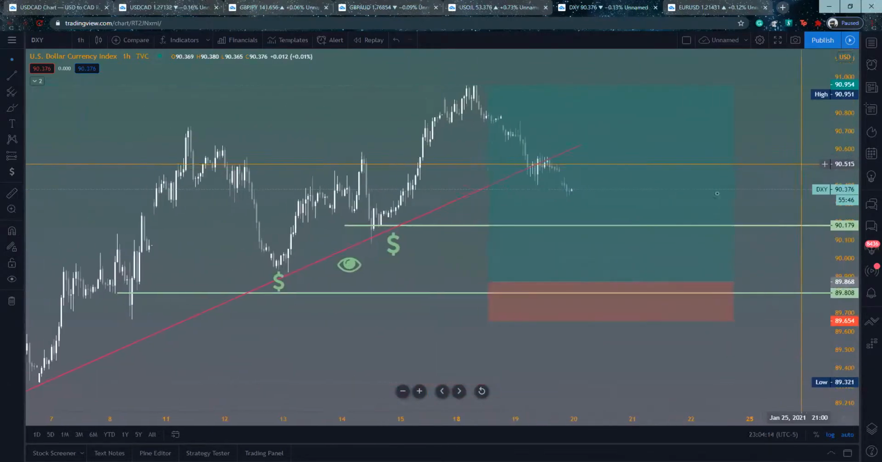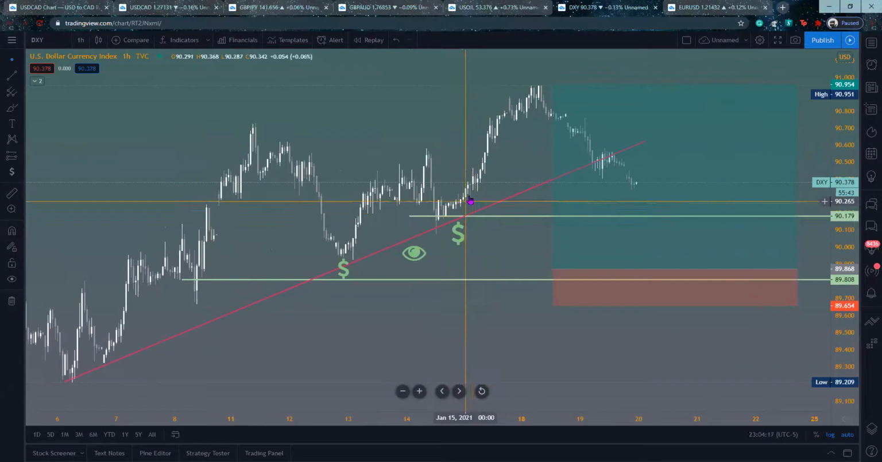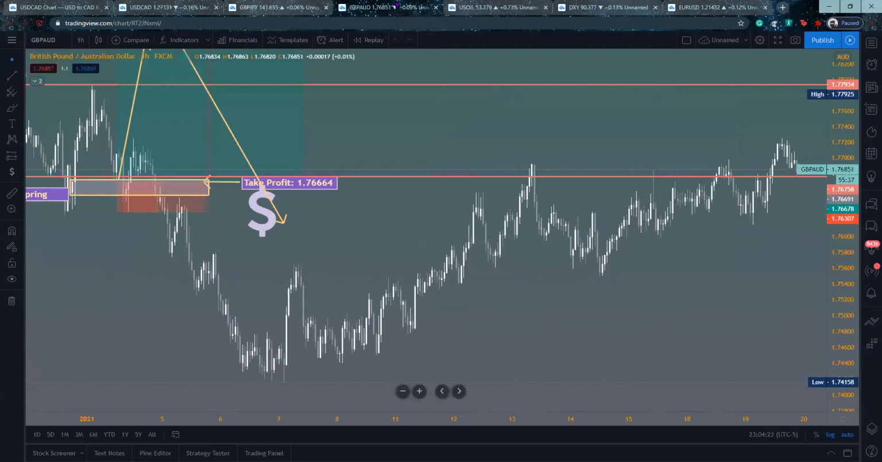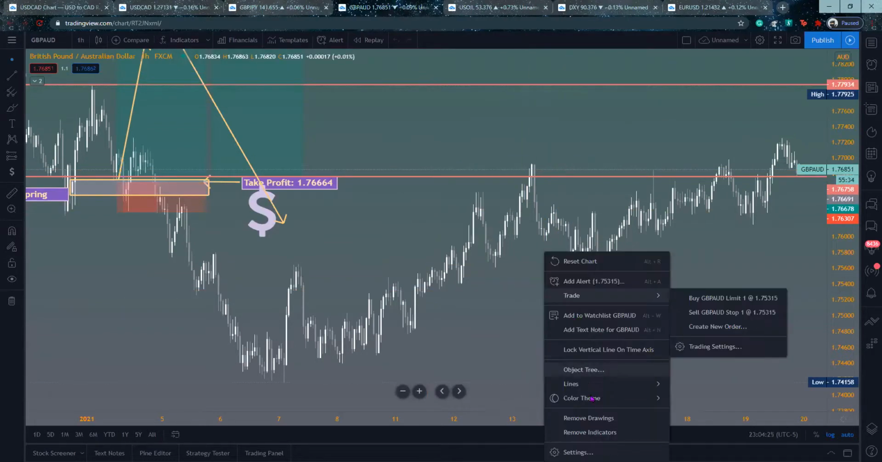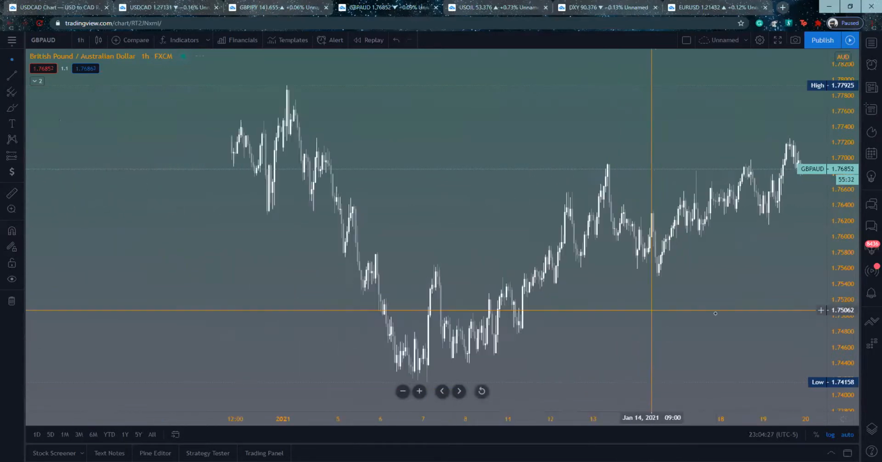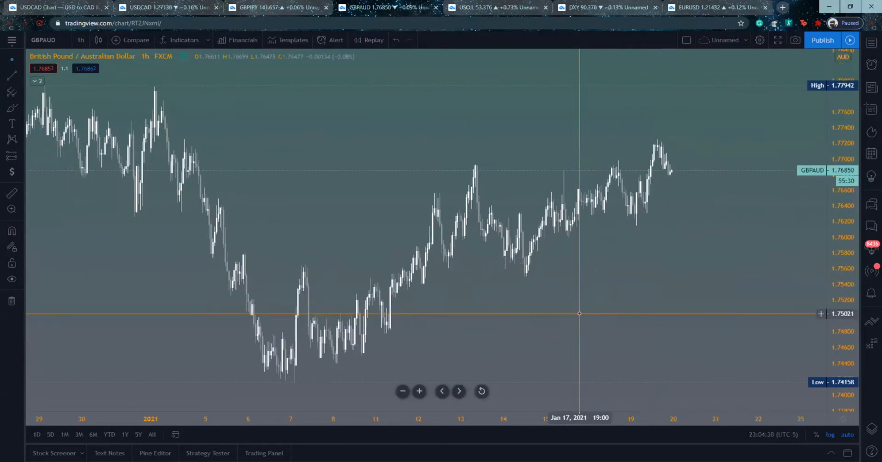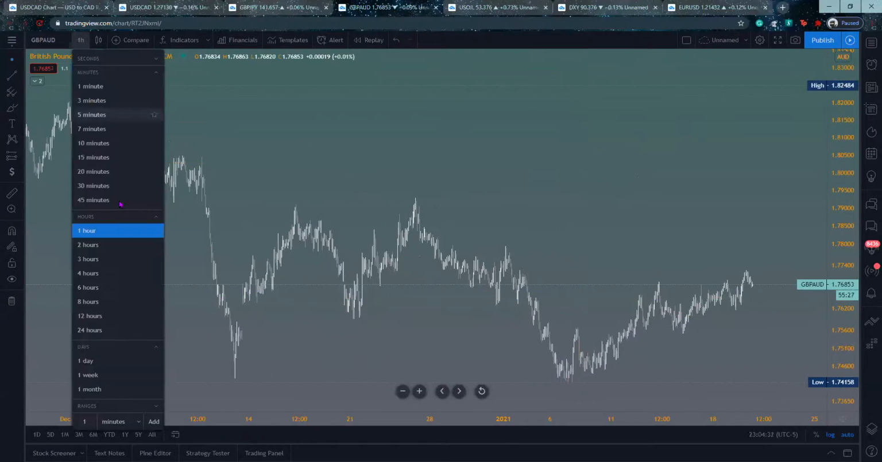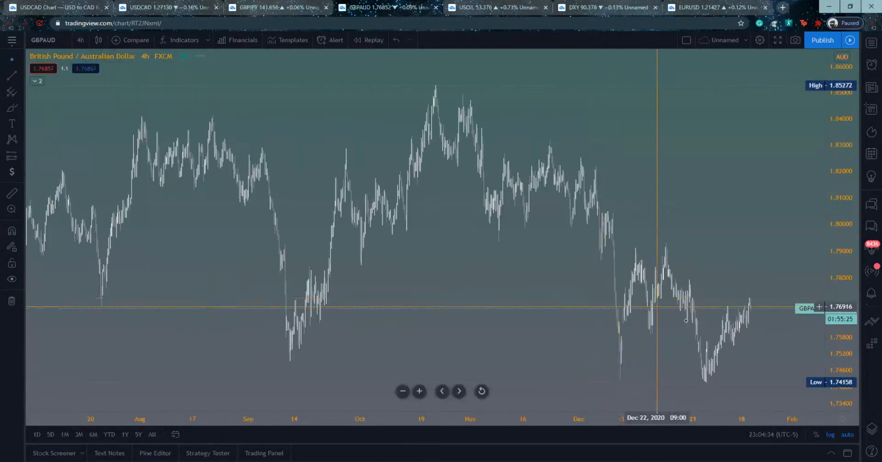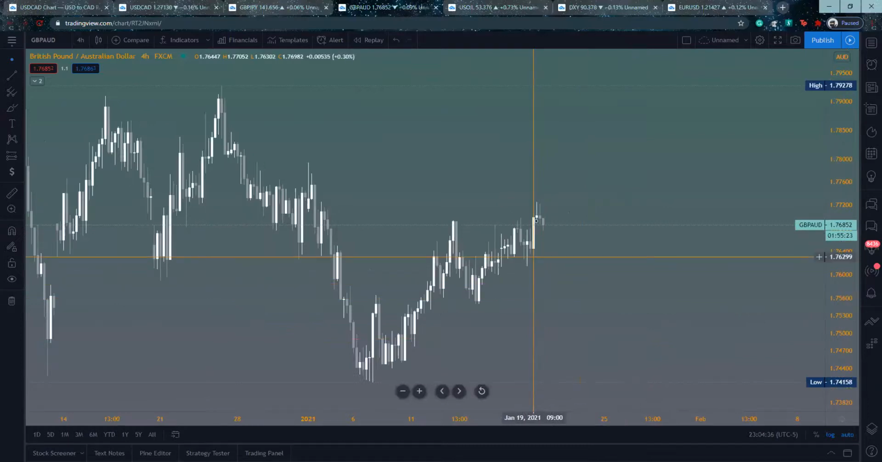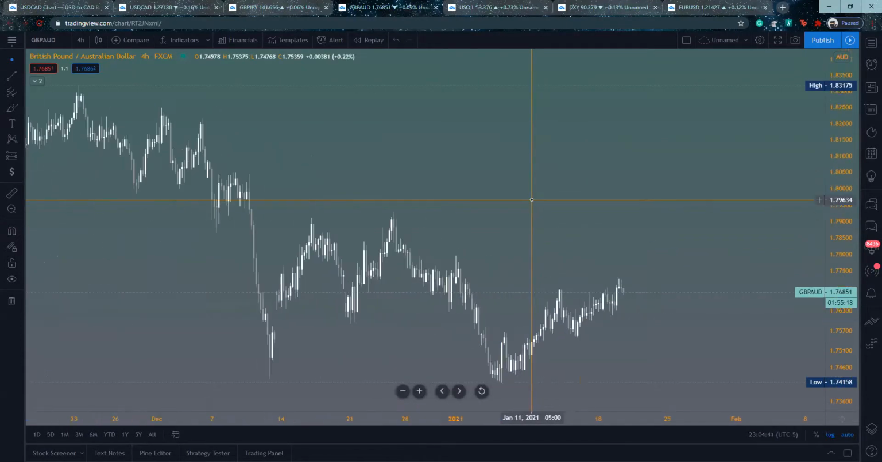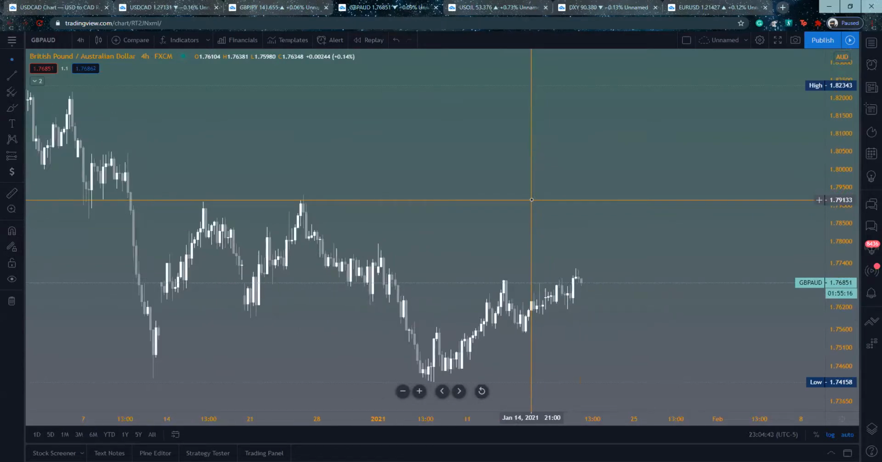Would you guys like me to go over what an order block is, like a refresher, or would you guys like for me to keep marking up charts? Up to you guys. What would you guys like? The explanation or the charts?